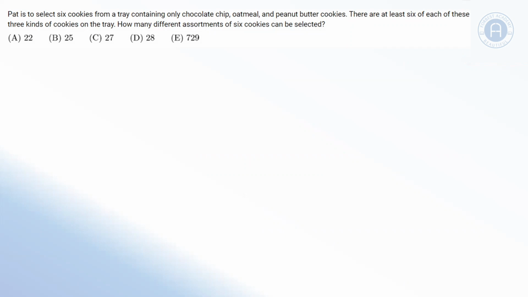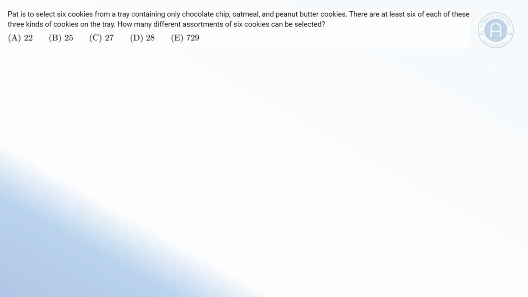So the question is, Pat is to select 6 cookies from a tray containing only chocolate chip, oatmeal, and peanut butter cookies. There are at least 6 of these 3 kinds of cookies on the tray. How many different assortments of the 6 cookies can be selected? So we know there's at least 6 of each of those, so it means there's no limit to how many cookies we can select. We can select 6 of one and none of the others if we wanted to.